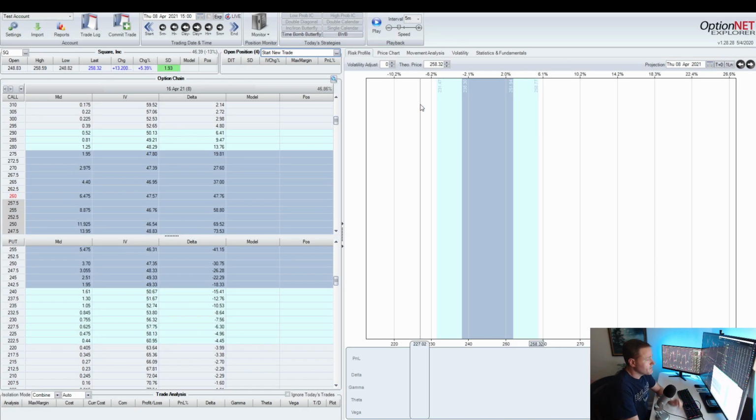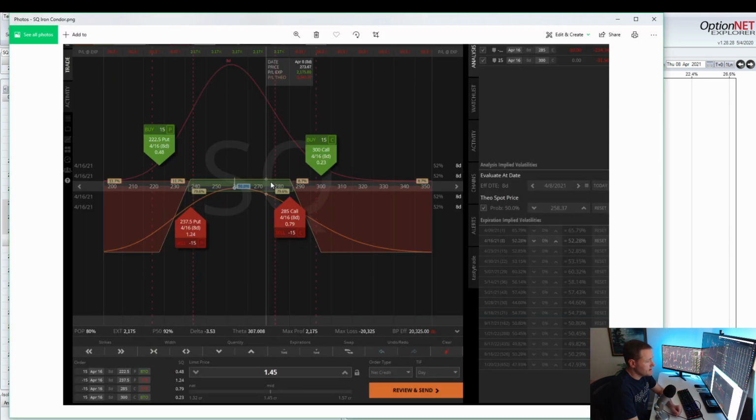All right, guys, so before we start modeling the trade inside of this software I'm using here called Option Net Explorer, let me just show you the trade that I modeled inside of Tastyworks. Now, I was putting this trade together on April 8th. You can see right here the date is April 8th, and this is basically just an Iron Condor trade.